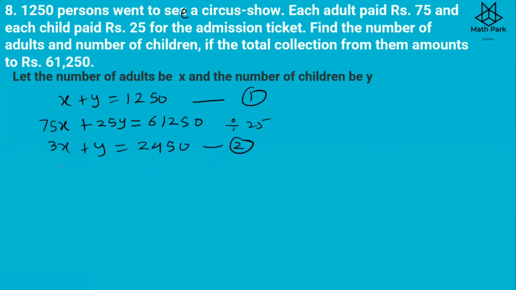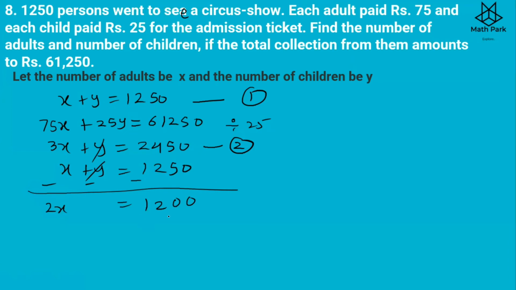So let us solve these equations. Let me write the first equation below: x plus y is equal to 1,250. Let us subtract, because the coefficient of y is the same. y minus y is 0, 3x minus x is 2x, and 2,450 minus 1,250 is 1,200. So x is equal to 1200 divided by 2, which is 600. There were 600 adults.